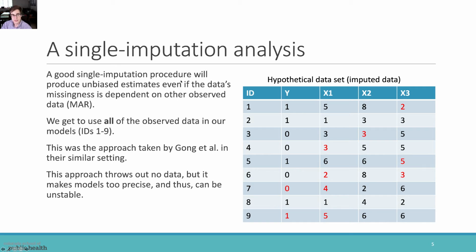A single imputation analysis is a little better. It's going to be unbiased when you have data that's just missing at random. In other words, data that has missingness dependent on other of the observed data. With a single imputation analysis, we get to use all of the observed data. We kind of fill in the missing pieces in red here, and assume that we kind of know those, even though we don't. This was taken by a couple of the other papers, including Gong et al., that did a COVID model. So the benefits of this is that it throws out no data, but it can make your models actually too precise, and that actually makes them unstable as well. So it's not ideal necessarily to do the single imputation analysis approach.